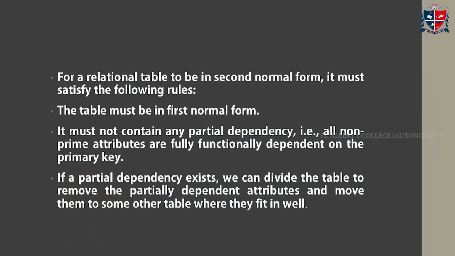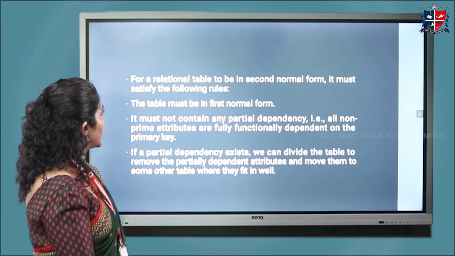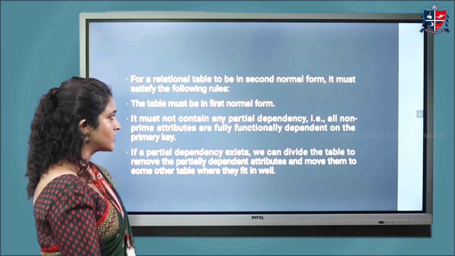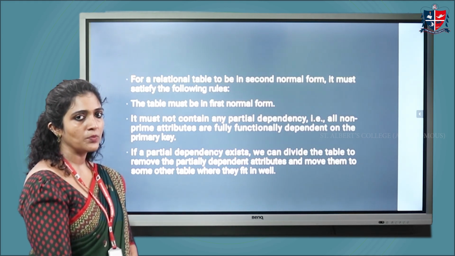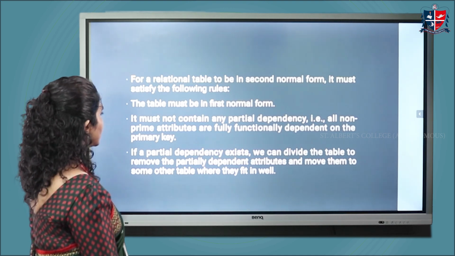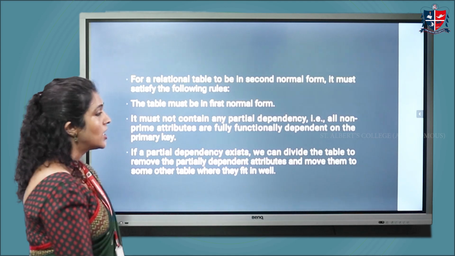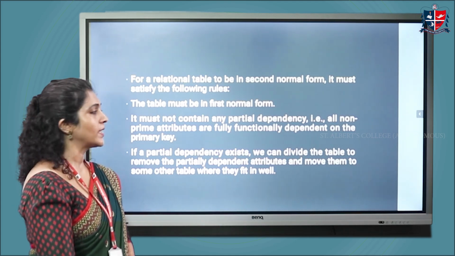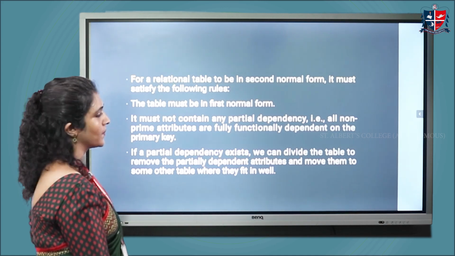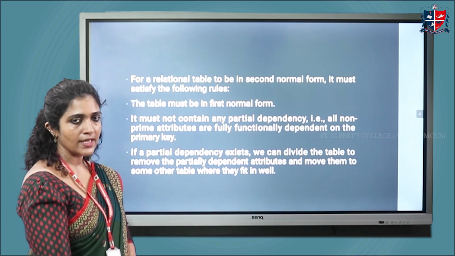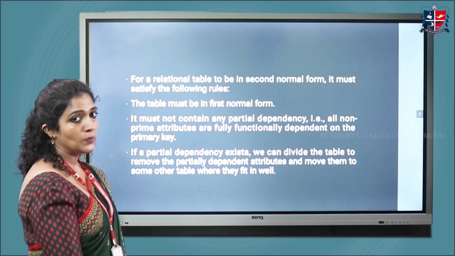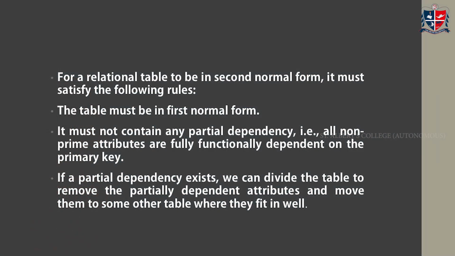For a relation in a table to be in second normal form, it should satisfy the following rules. First, the table should be in first normal form. That means the data values should be single valued attributes, that is, atomic values are placed in the database, and it must not contain any partial dependencies. So there should not be any partial dependencies between the data. That means all non-prime attributes are fully functionally dependent on the primary key. That is the requirement that we are seeking from the second normal form.